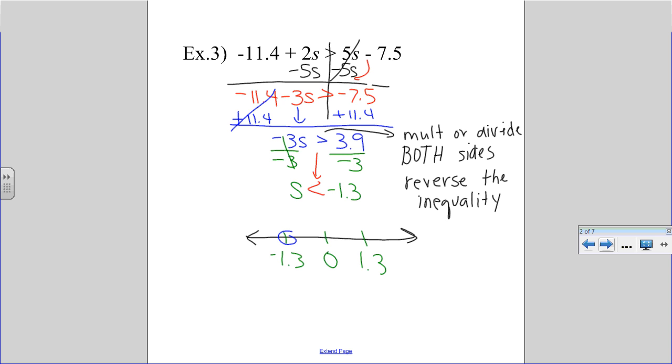And this is the awesome thing about keeping S on the left-hand side. I need to shade less than negative 1.3. So the direction is just coming from that variable, from that problem. So the directions do say to graph, so you'll solve and graph, ladies and gentlemen. We're getting you lots of practice with that.